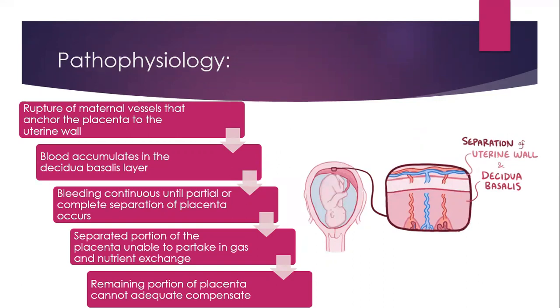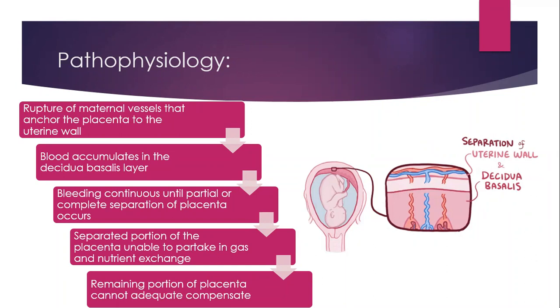Blood does then accumulate in the decidua basalis layer, which then causes the separation. The blood forms a mass effect, causing the separation to happen and causing more vessels to separate, and this causes, obviously, a more mass effect until there's a complete separation of the placenta from the uterus.